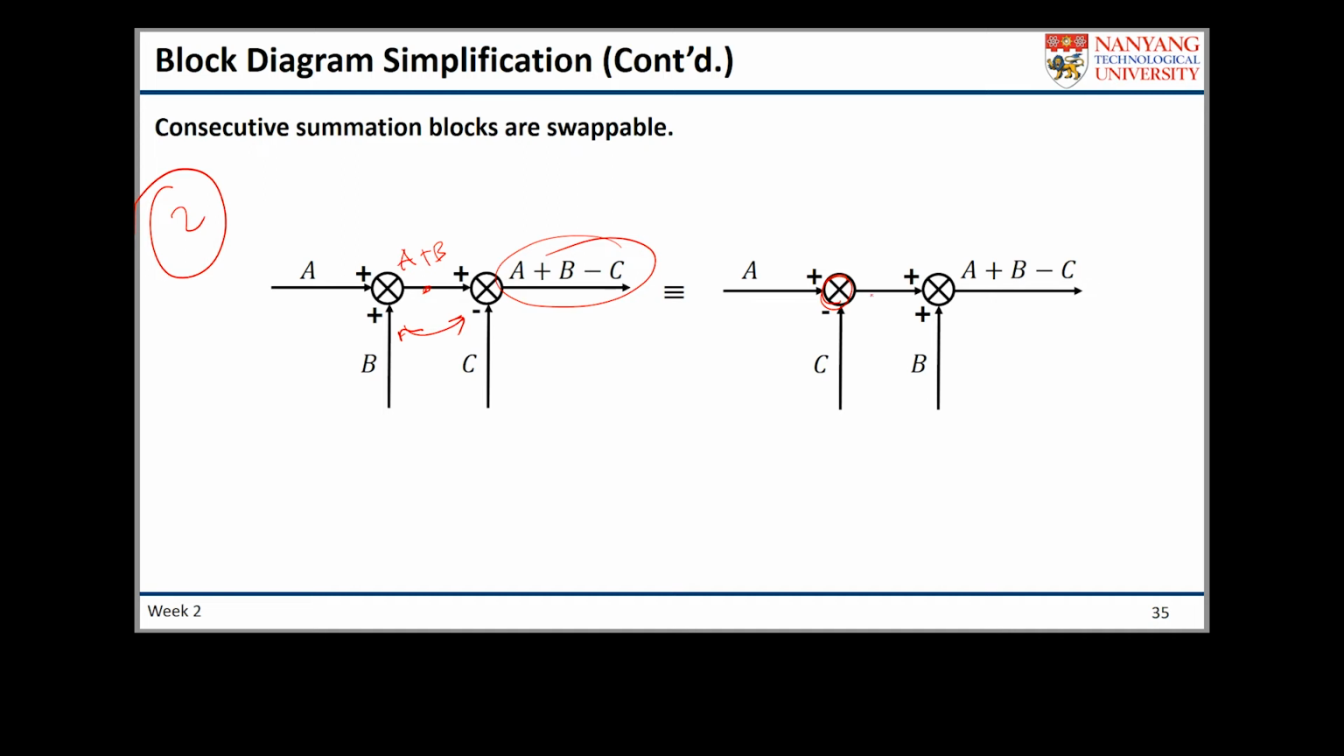Okay, so if you analyze this subsystem on the right side, the output of the first summing point will be equal to A minus C. And then the output of the next summing point will be A minus C plus B. These two are also identical. So in short, if you have two consecutive summing points, you can swap it easily without any changes on the subsystem.